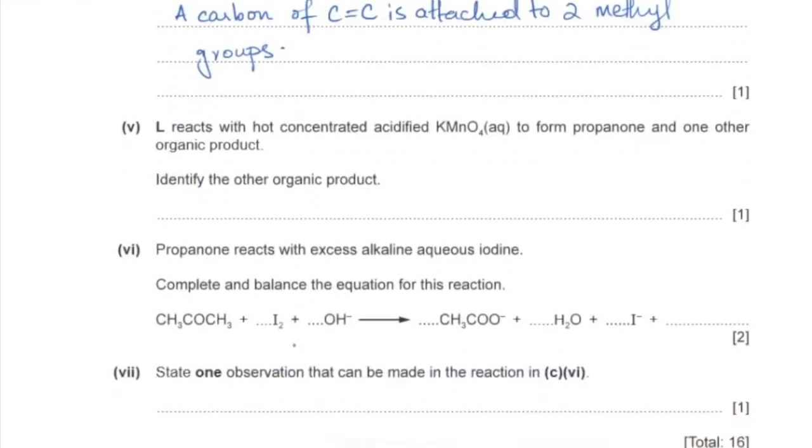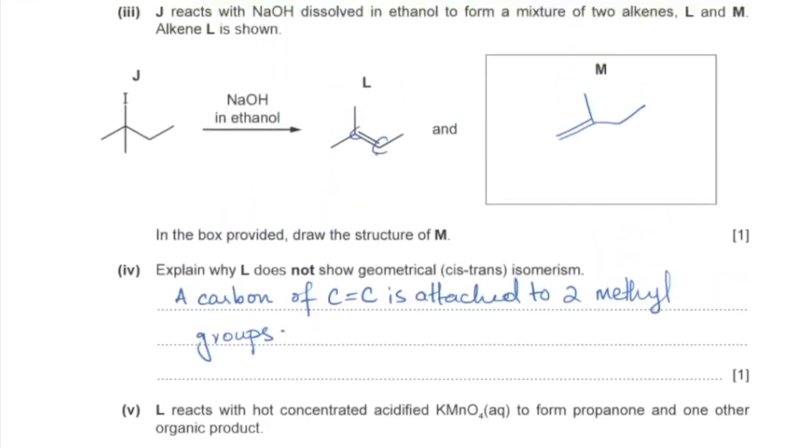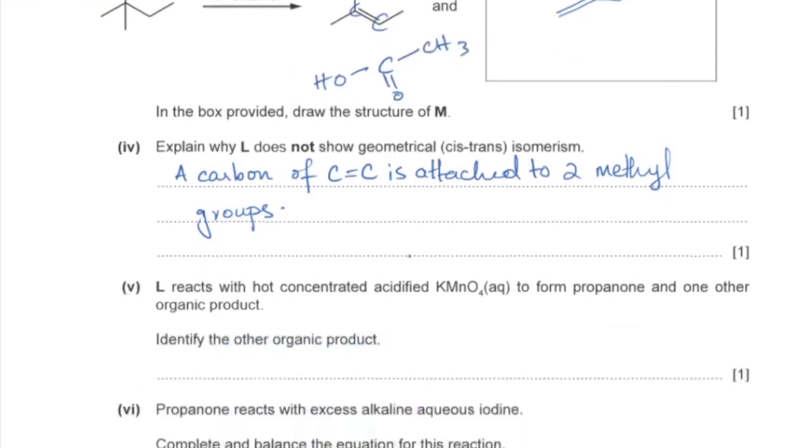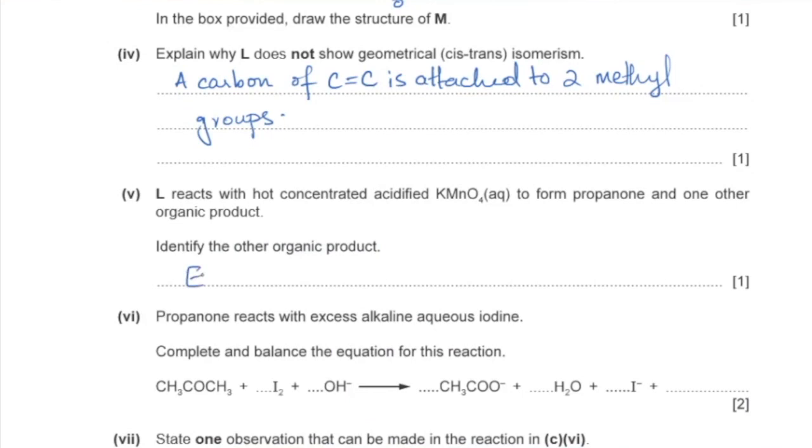Part 5, L reacts with hot concentrated acidified KMnO4 to form propanone and one other organic product. Identify the other organic product. So this carbon atom will turn to a carboxylic acid group, hence it would become COOH, and there is a methyl group attached to this carbon atom which stays the same. So this would produce ethanoic acid.